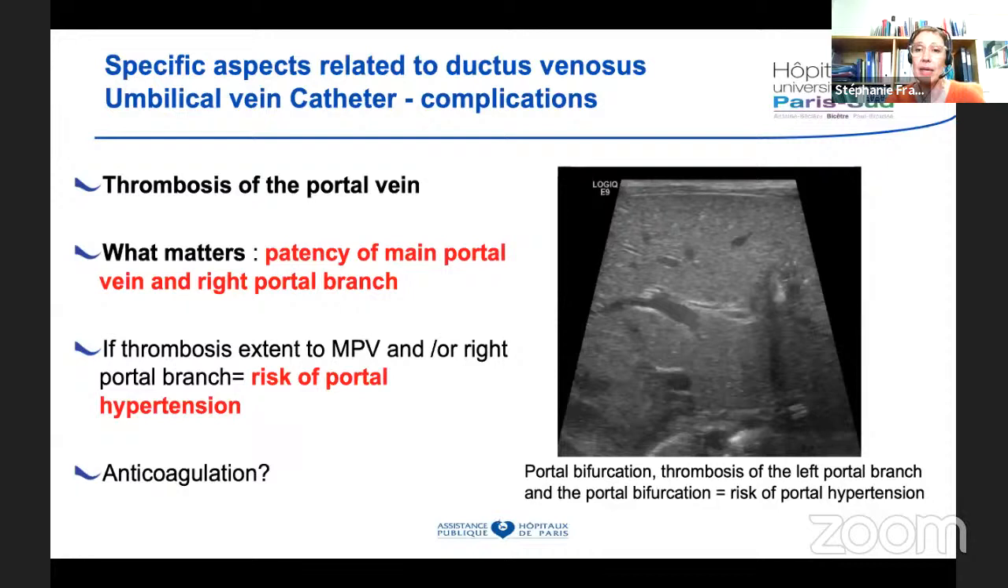In most of the cases, it will be a left portal branch thrombosis because the catheter is in the left portal branch. And what matters in those cases is the patency of the main portal vein and the right portal branch. Because if the thrombosis extends to the main portal vein and the right portal branch, then there is a risk of portal hypertension, as you can see on this example. So in those cases, we can discuss anticoagulation according to the condition of the patient. When it is only in the left portal branch, usually we don't do anything and it resolves spontaneously, or there is a thrombosis of the left portal branch, but with no risk of portal hypertension.